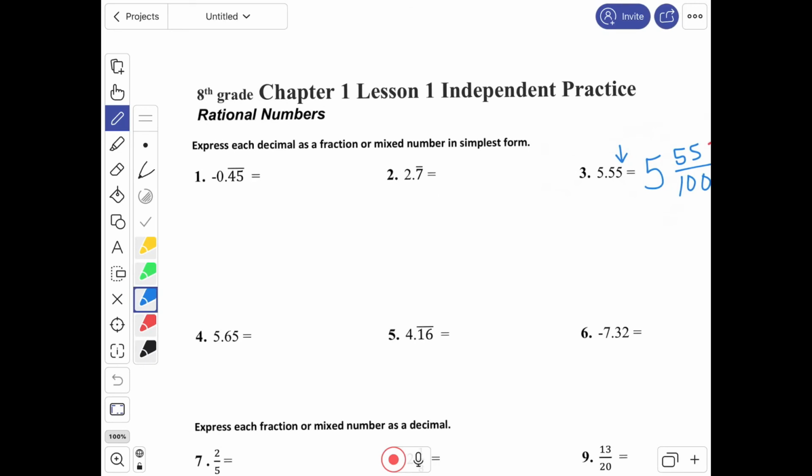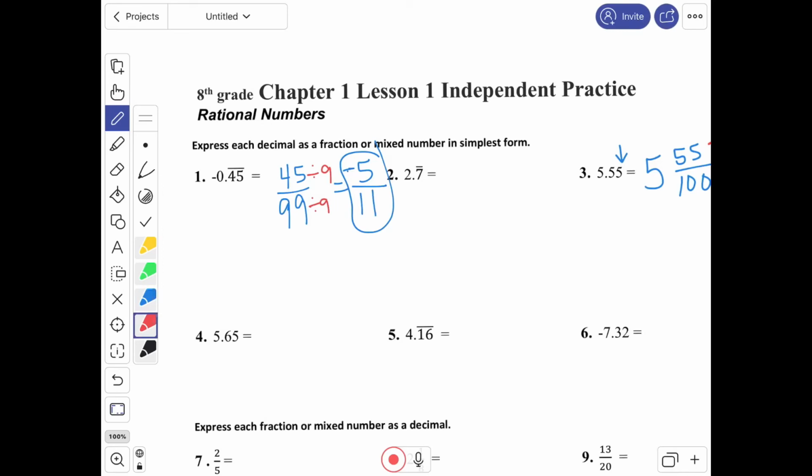Let's start with number 1. I hope by now you've kind of realized there's a pattern. However many digits are repeating, that's how many 9s you get on the bottom. So instead of going through all those steps, let's just put 45 over 99 because there's 2 digits that repeat. However, both of those numbers will simplify by 9. And if I simplify by 9, I get 5/11. And this one was negative, so it needs to be a negative answer. Negative 5/11.